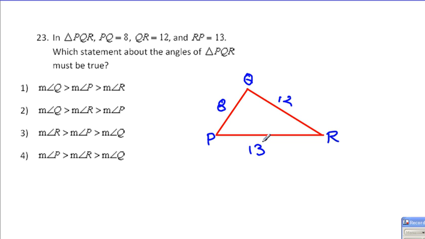Okay. Now here, opposite of 13 will be the biggest angle. That means Q is the biggest angle. So we're looking at these two options, and then the second biggest angle will be opposite of the second longest side, which is P. So therefore, our answer will be choice number 1.